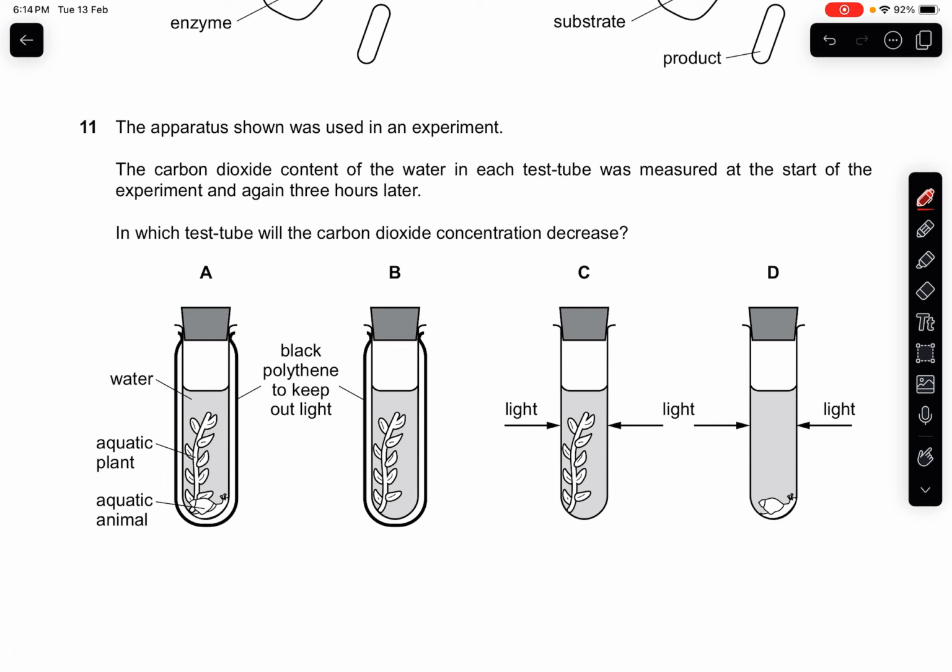Question 11. The apparatus shown was used in an experiment. The carbon dioxide content of the water in each test tube was measured at the start of the experiment and again 3 hours later. In which test tube will the carbon dioxide concentration decrease? Whenever we say the carbon dioxide concentration decreases, there's usually no presence of animals, and it's usually plants only. So let's see which is the correct answer.